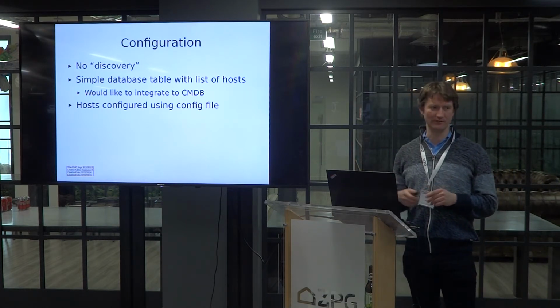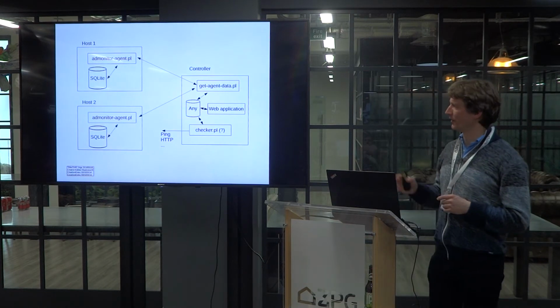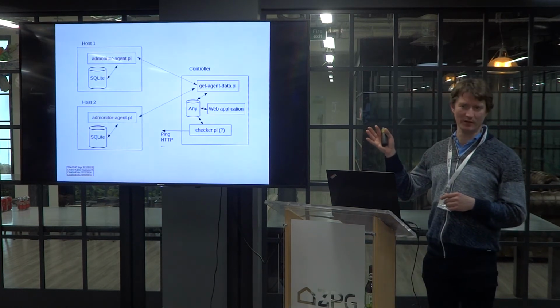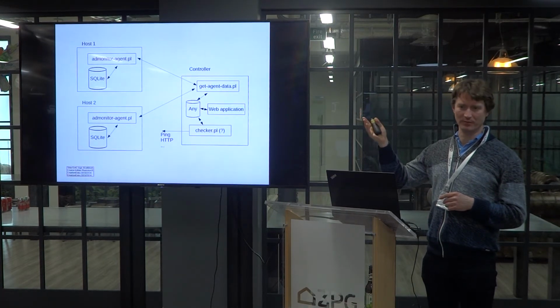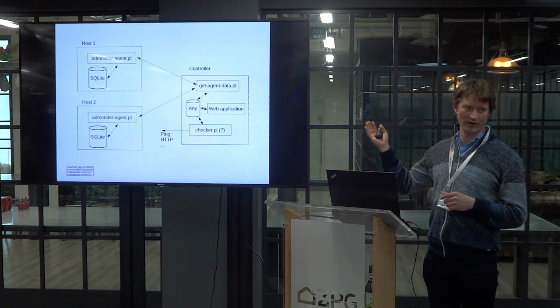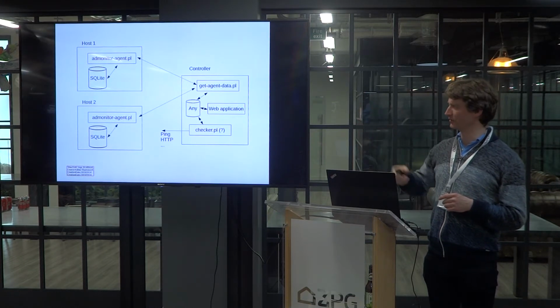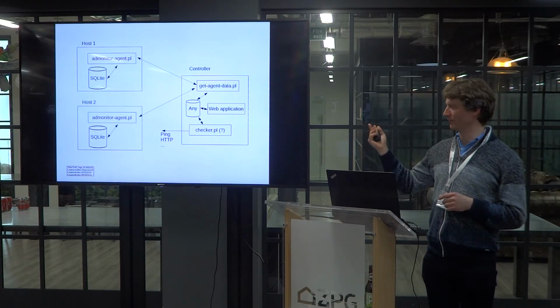The hosts themselves are just configured with a very simple configuration file locally. So a picture paints a thousand words. On the left is the host being monitored. You can see you've got the agent that runs on there, like I said, just a simple Perl script, and then a SQLite database, and then the controller on the right. You can have lots of the ones on the left, and then the controller on the right, which goes and gets that data, runs the web service, and does the checking.